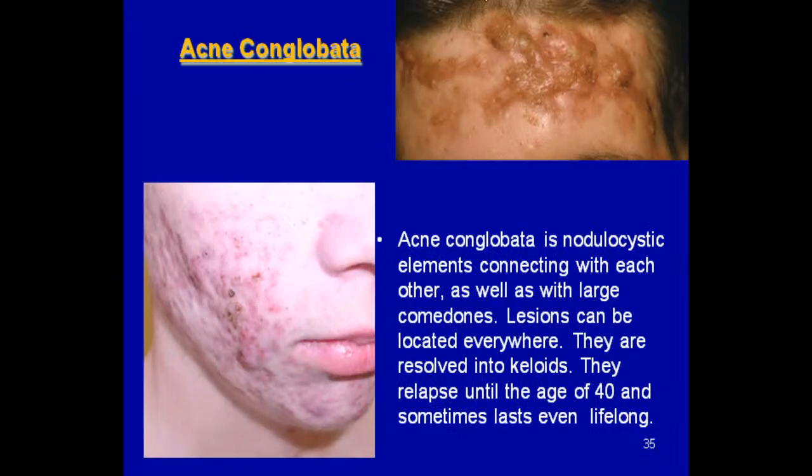Acne conglobata is nodal cyst elements connecting with each other, as well as with large comedones. Lesions can be located everywhere. They resolve into colloid scars. They relapse until the age of 40 and sometimes last even lifelong.